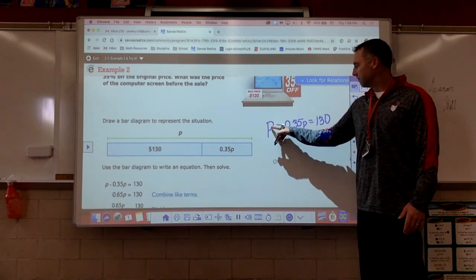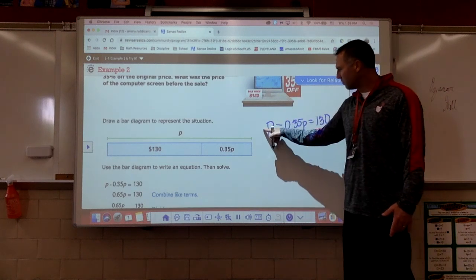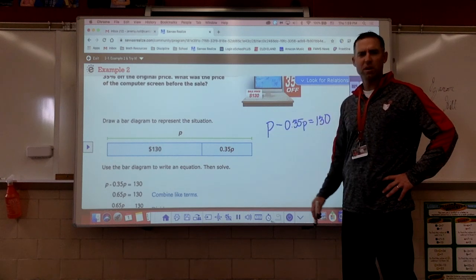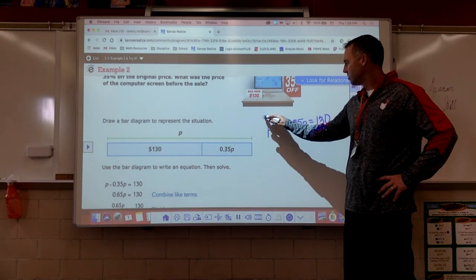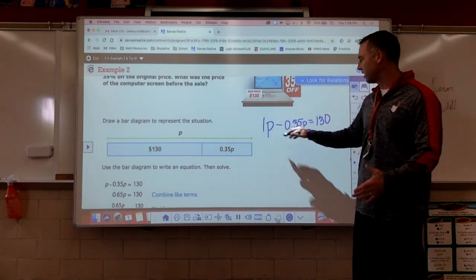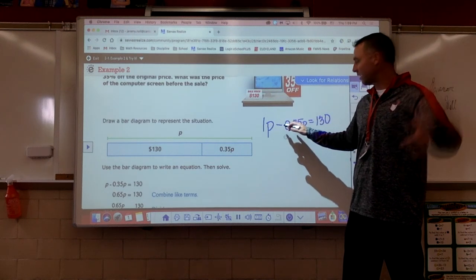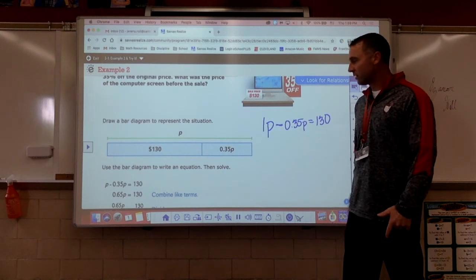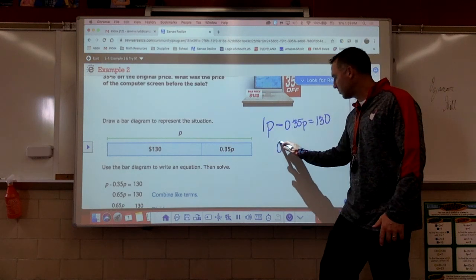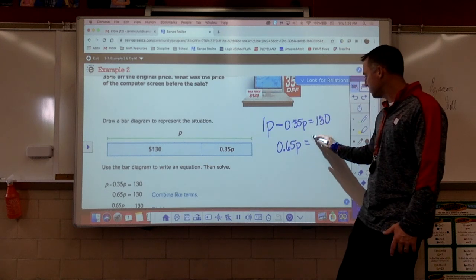Now, these are what we call like terms, same variable raised to the same power. But the problem here is there's no number beside that letter. Yes, there is. It's right there. It's a 1. If there is no coefficient, the coefficient is always 1. So, when we combine like terms, we simply either add or subtract them together. In this case, we are subtracting. If we take 1 minus 0.35, that comes out to be 0.65, or 65 hundredths times P.